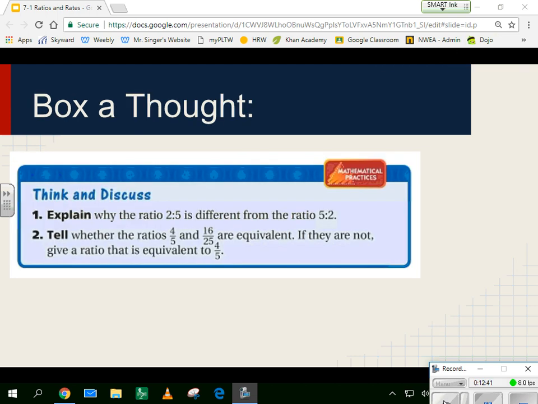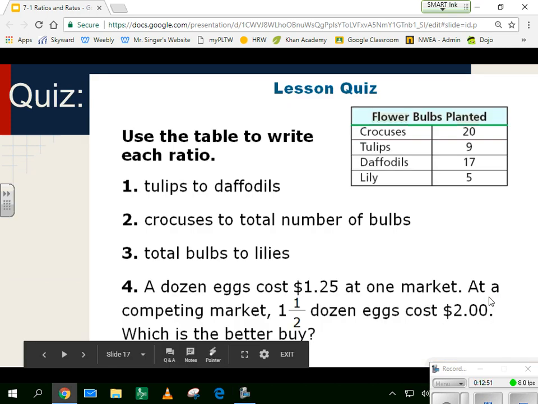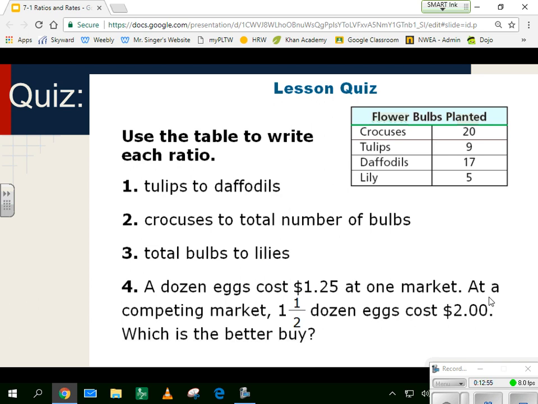All right, there are 2 box of thought questions I want you to think about and get back to me in your notebook with your best answers. And here's your quiz. You have 4 problems, and it looks like the first 3 are going to use the table on the right.